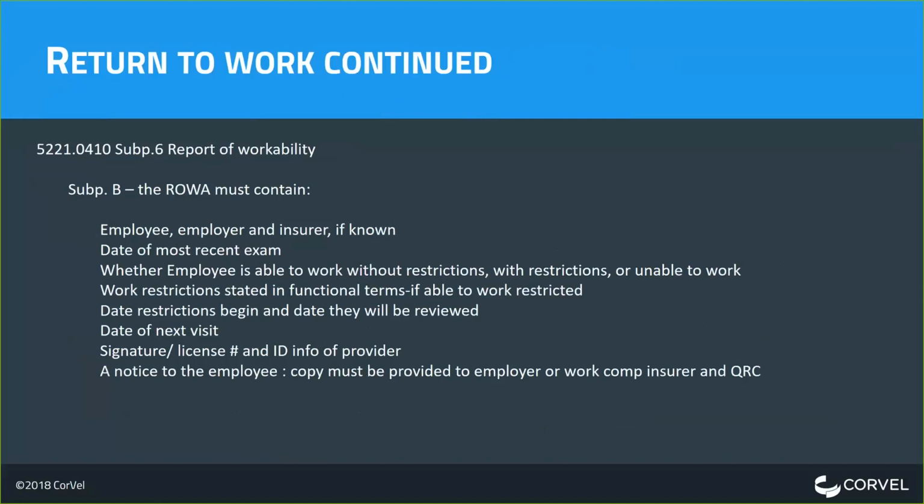You also want to indicate the date the restrictions begin and the date that they will be reviewed, the date of the next visit, the signature and license number and ID information of the provider, and then there should be a notice on the workability form to the employee that the employee must be providing a copy of this workability note to their employer or work comp insurer and QRC.